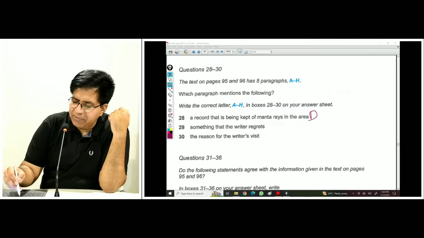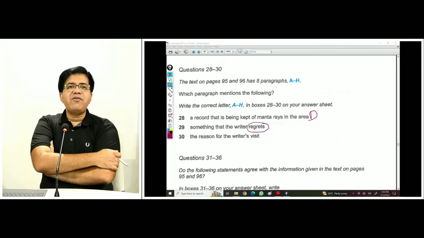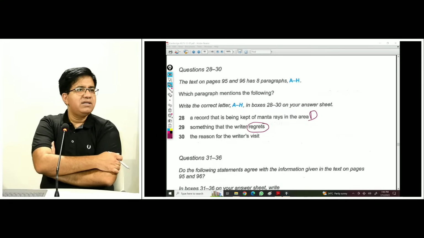Question number 29. Something that the writer regrets. Underline the word regrets. Now for regret, words like alas, it shouldn't have happened, I was sad to know, I was heartbroken, this and that. Look for anything like that and go back to paragraph A, B, C. Paragraph B, last line. Well done. What a good scanning. Yeah, I feel ashamed. When you feel ashamed, it means you regret. So, I tell you, it's paragraph B for boy, everyone.